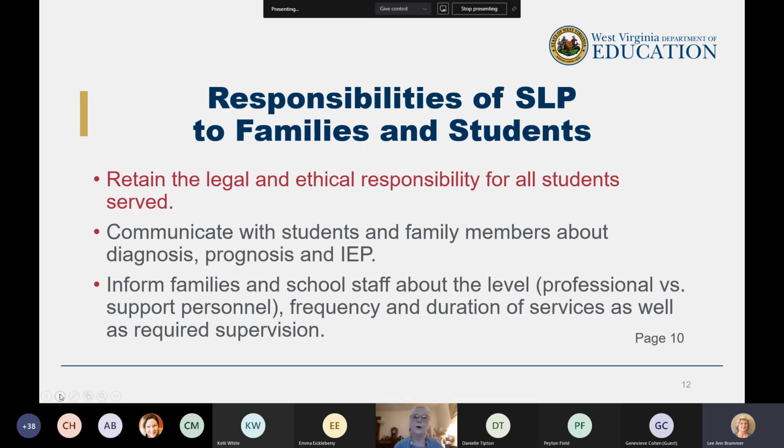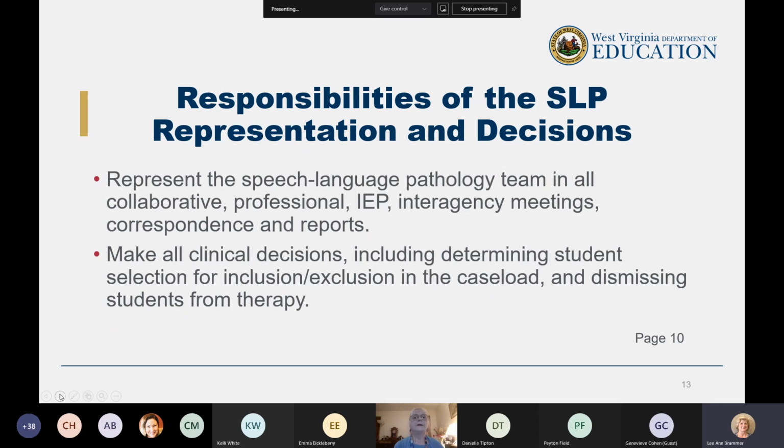Just like you would let them know frequency and duration of services, you need to let them know about the supervision process. Also, you, the supervisor, represent the speech-language pathology team in your IEP meetings, your interagency meetings, and your correspondence, because you are still the responsible party. Yes, the supervisor makes all the clinical decisions, determining who's on the caseload and who's being dismissed.